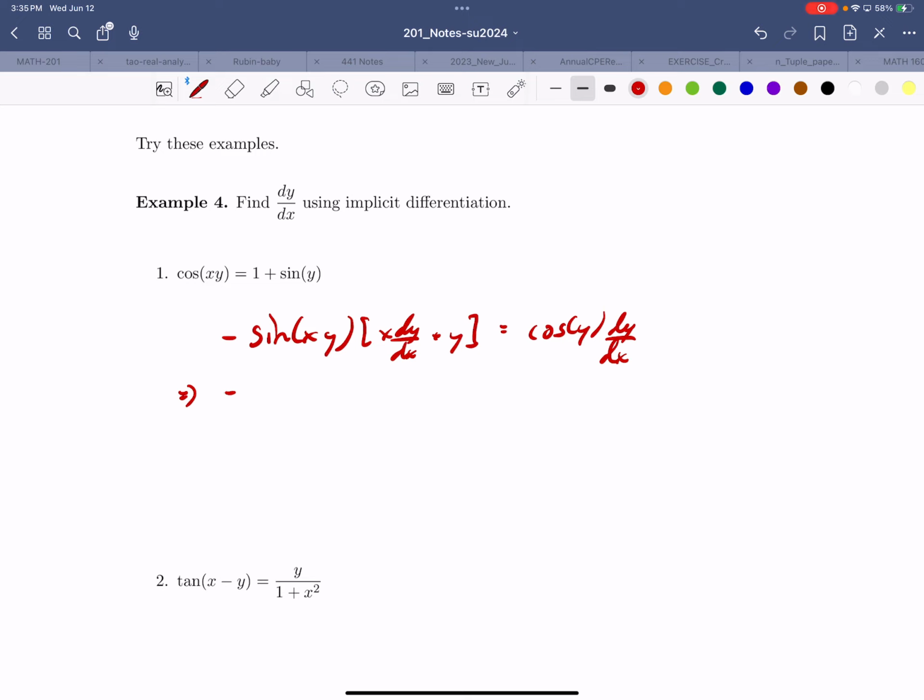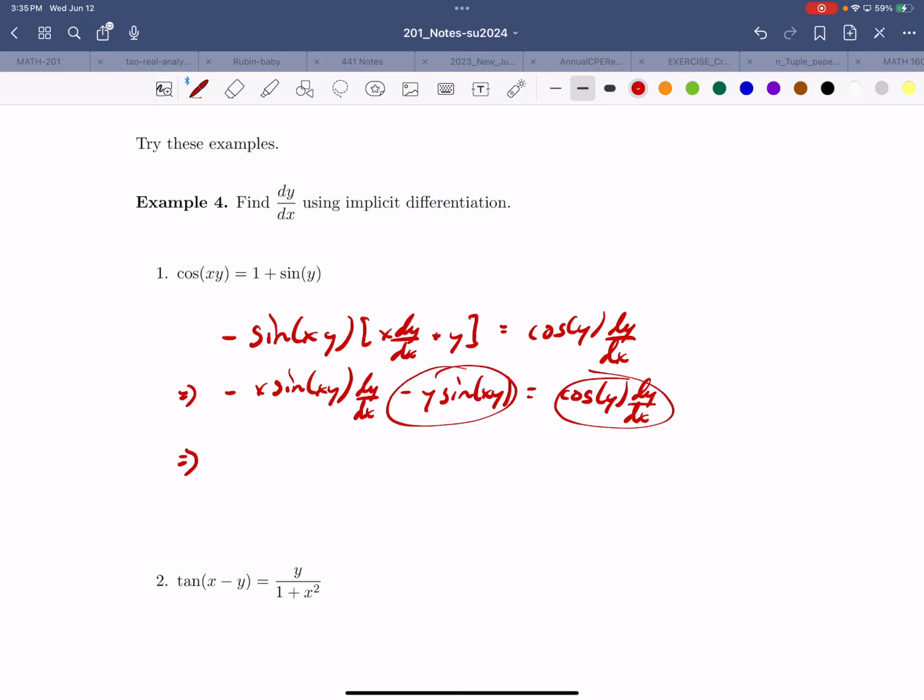Right, and this gives us negative x sine of xy minus y, negative x sine of xy dy over dx minus y sine of xy equals cosine of y dy over dx. Alright, and remember how we always do this, right? We're going to subtract over this term, add over this term. So we get negative x sine of xy.